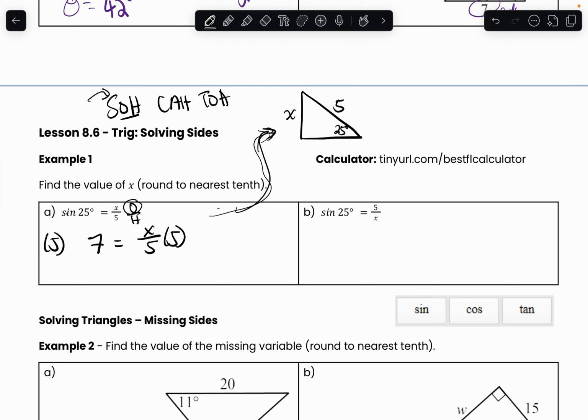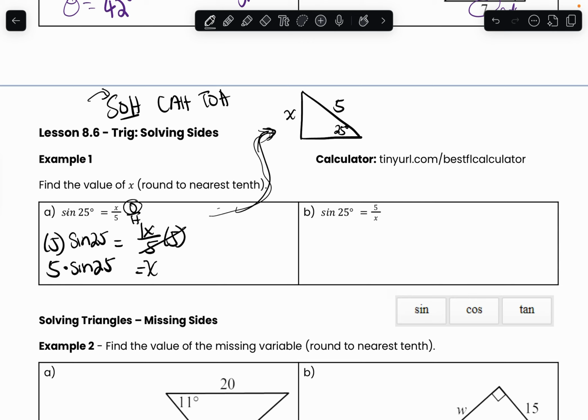Now, the same idea is here with my sine of 25. Now, instead of 7, let's go ahead and use sine of 25. Sine of 25 is just a number, so we just work with it like a regular number. So we still multiply both sides by 5. On the right side, the 5 still cancels out because x over 5 is technically 1 over 5, and 1 over 5 times 5 cancels out and becomes just 1. So this cancels out and gives us just x. On the other side, 5 times the sine of 25 is our answer.